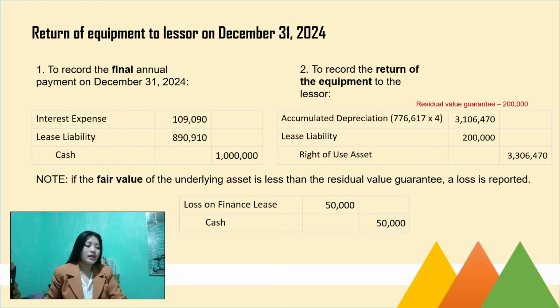Pero, if, for example, ang fair value ay 150,000 lang, tapos ang kailangan nating residual value guarantee ay 200,000. So, kung kukunin natin yung difference, of course, there would be a difference of 50,000. Then, i-record natin siya as debit to loss on finance lease, then credit to cash. So, if there is a loss, kailangan natin ng cash payment to make up for that loss.